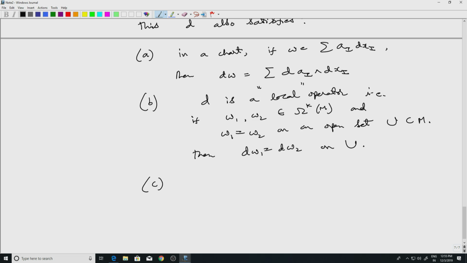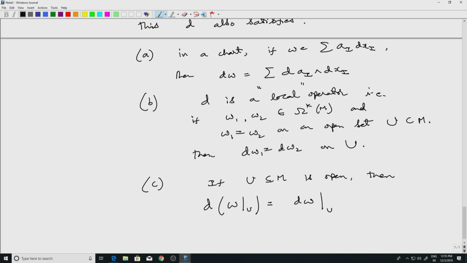And the third thing is (c) restrictions. If U is open, then d of omega restricted to U is just d omega restricted to U.